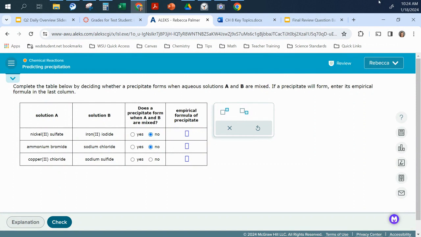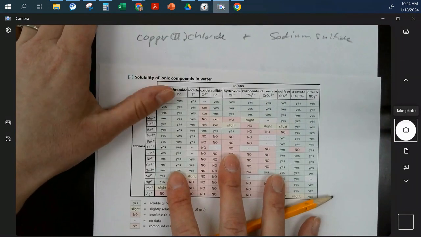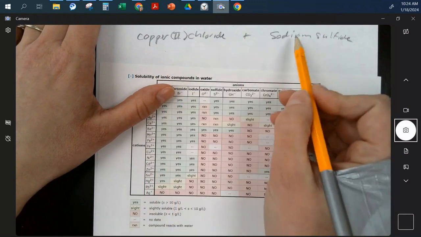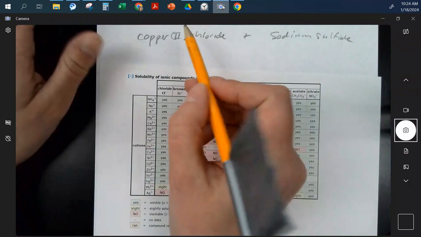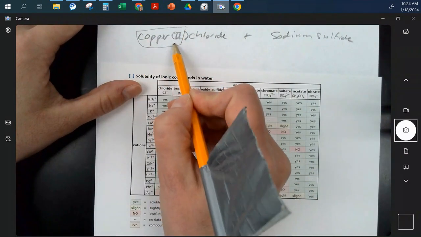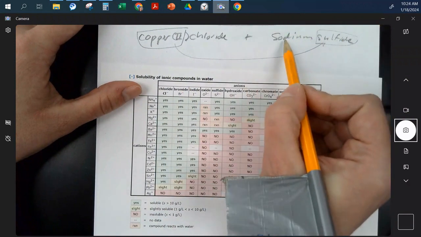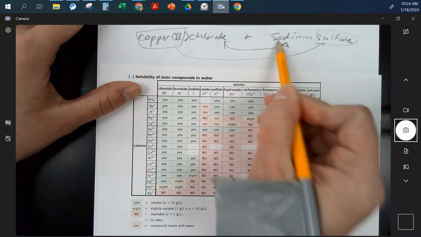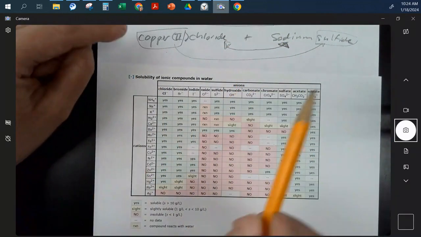Okay, next one is copper 2 and sodium sulfide. So again, this in solution is soluble. This solution is soluble. This compound is soluble. We're going to check, does copper 2 make a solid with sulfide? Or does sodium and chloride make a compound, a solid, precipitate?